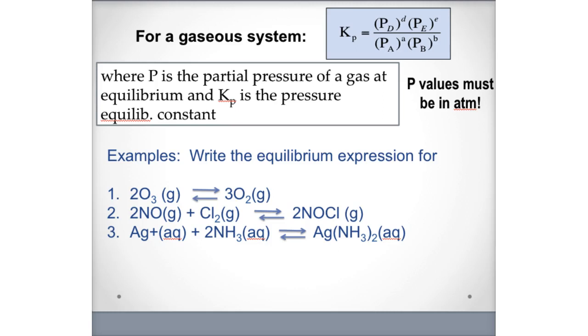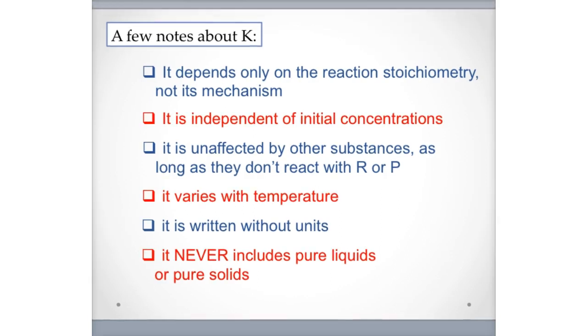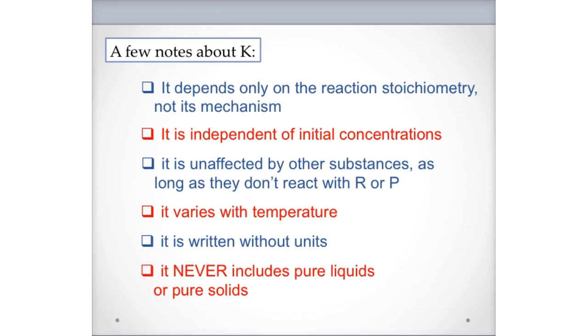So a few more concepts that you need to keep in mind. Okay, a few things you need to know about K. It depends only on the stoichiometry and not its mechanism. So mechanism just means reaction pathway, which is something we're going to learn about in the next unit.